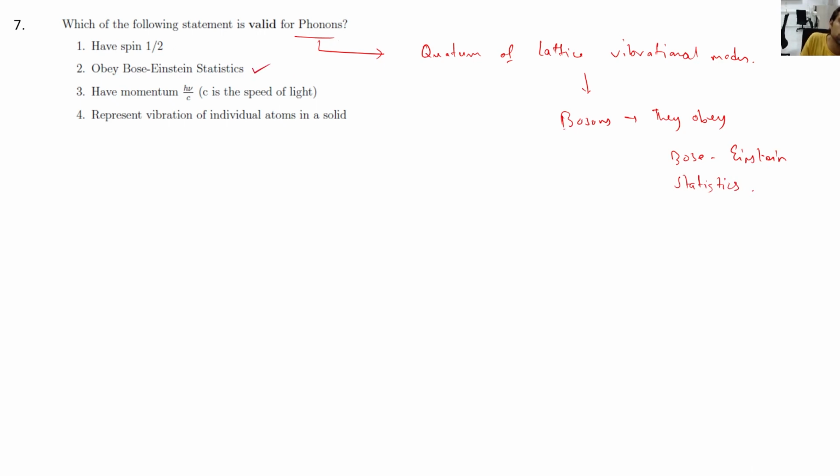Since they are bosons, they will have an integral spin. Only fermions can have spin-half particles. So this statement is true.